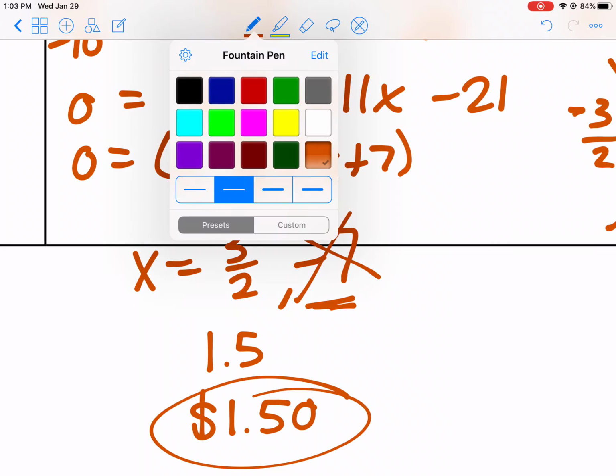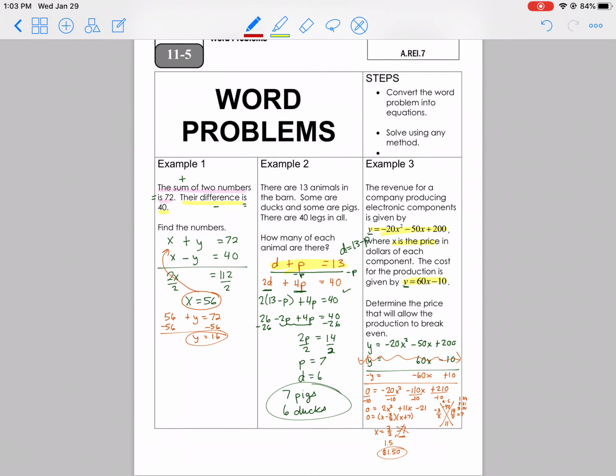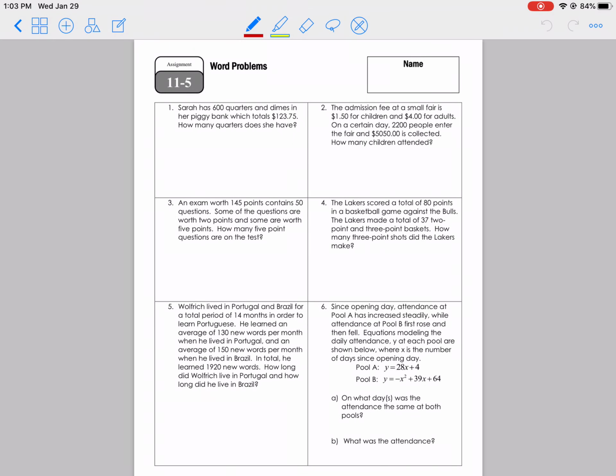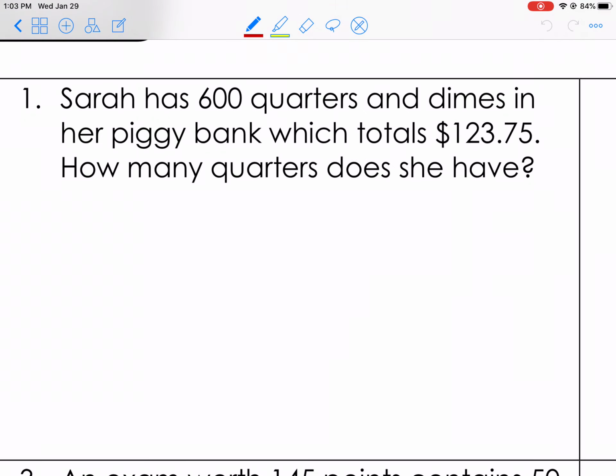Okay, I noticed that as students were working on the assignment, they were struggling to come up with equations, so I'll just help out a little bit over here so that you can have some success. I encourage you to pause, try the problem yourself, and then if you get stuck, to look to get some help. So it says Sarah has 600 quarters and dimes in her piggy bank, which totals $123.75. How many quarters does she have?